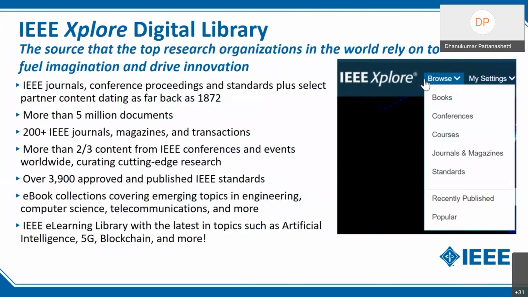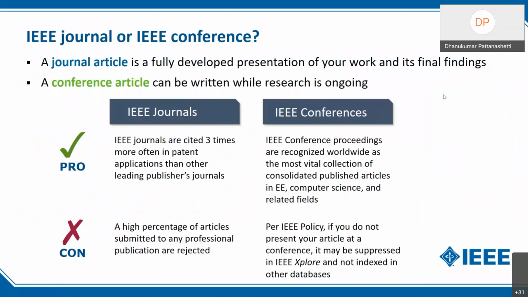We publish 200 plus journals. We also co-sponsor 1,800 plus conference proceedings every year. The proceedings are also available in the IEEE Xplore Digital Library. There are also standards, e-learning, and ebooks content. So as soon as you are in IEEE Xplore, you will see the browse option, and this will list down all the different content. Just follow the link to find out more information.